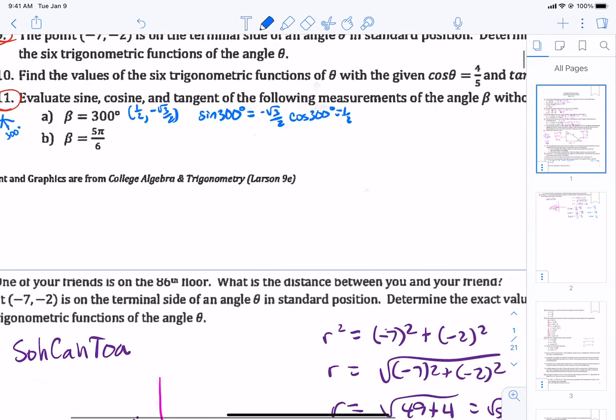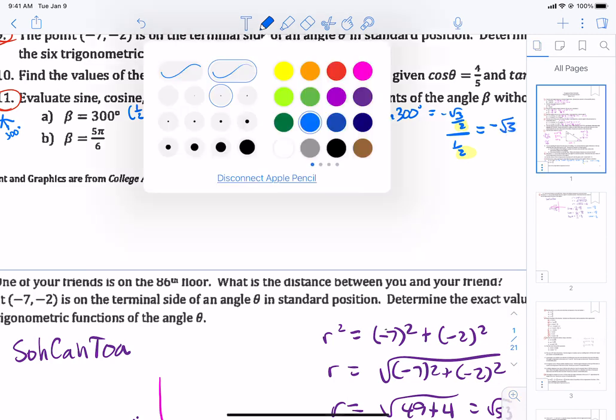Now the only one we really have to do any mathematics for is the tangent. Now remember, the tangent is going to be the y value over the x value. So it's going to be negative square root of 3 over 2 over positive 1/2. Well, positive divided by negative is a negative, so we know the answer is going to be negative. 2's are going to cancel. It's just going to be negative square root of 3 over 1, which is negative square root of 3. So there's your answer for part A.